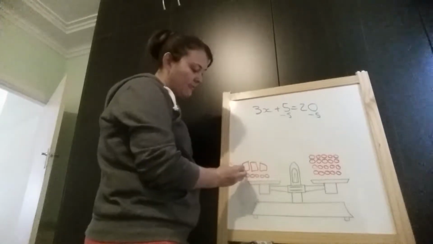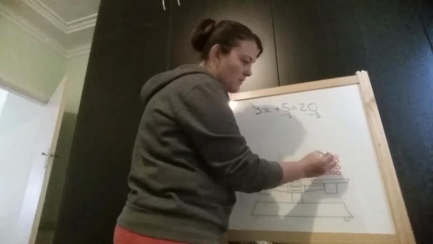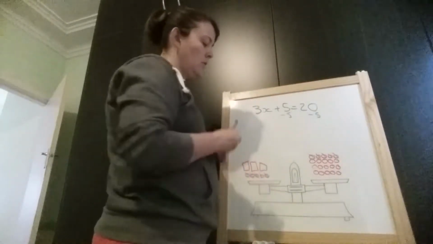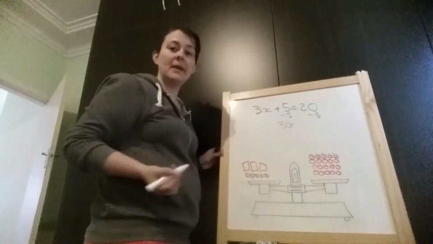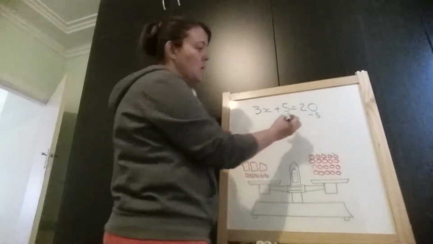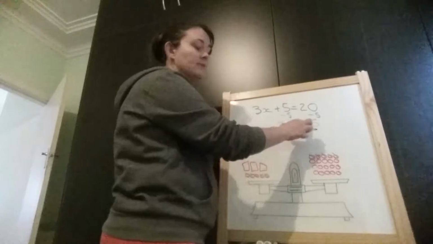So when we take off our 5, what we have is 3x, because these two cancel off and make 0. So over here, we've only got our 3 boxes left, equals 15, because 20 minus 5 gives us 15.